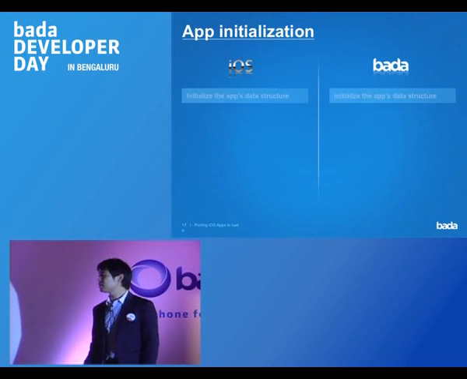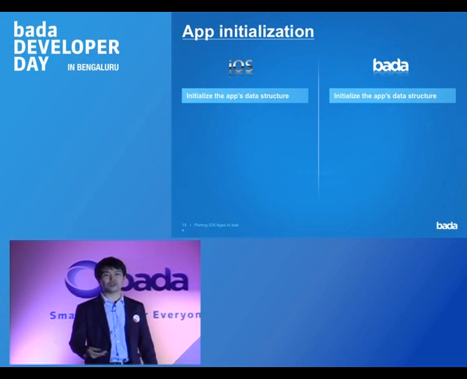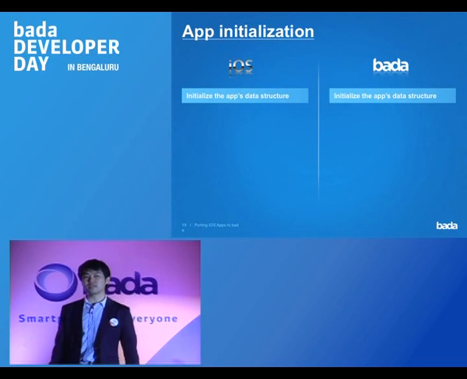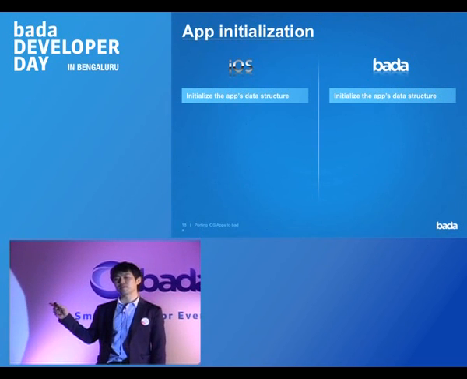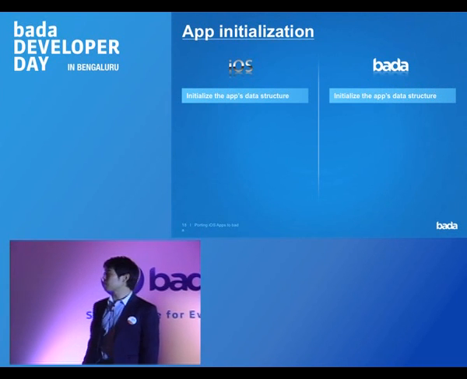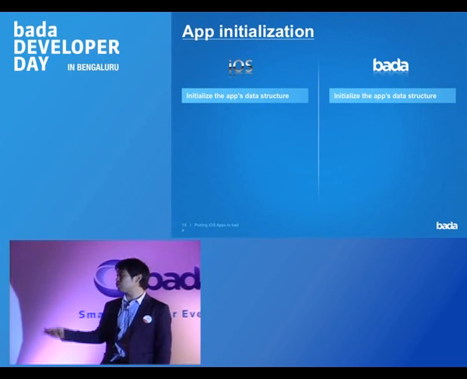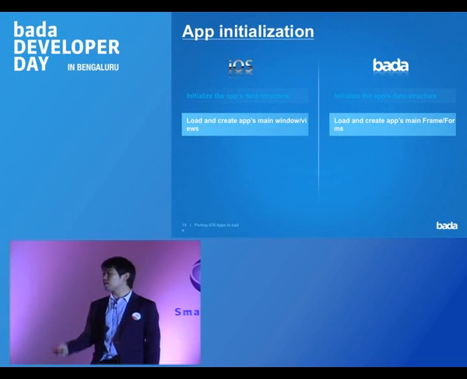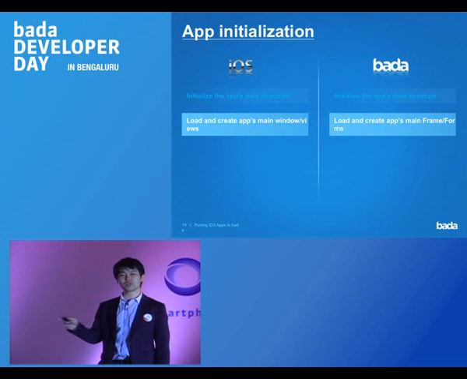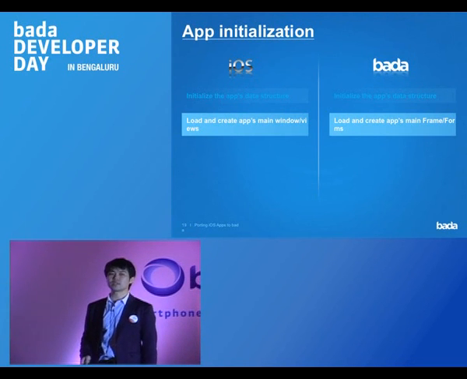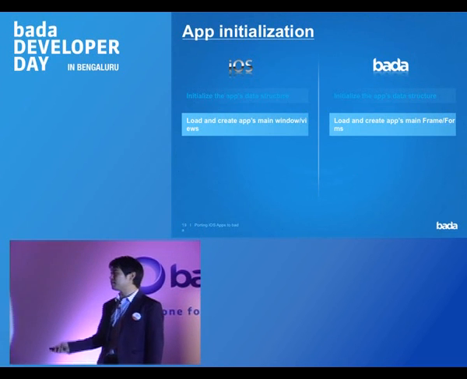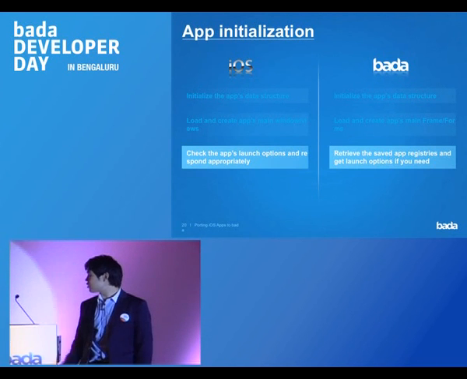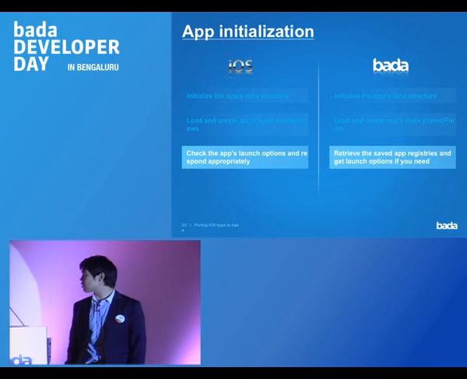And after that, on termination, we call OnAppTerminating on your application itself. So the life cycle is how you can catch the mobile application, and it is almost the same. The actions are the same: you need to initialize your app resources, and load and create the app's views and window in iOS, or forms and frame in bada, and retrieve the saved app registry and get launch options if you need.